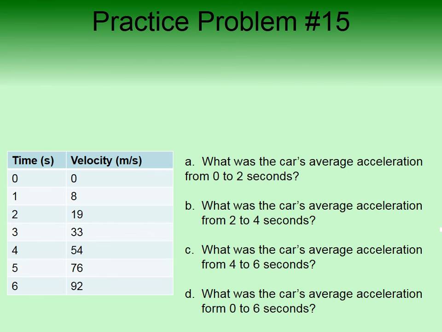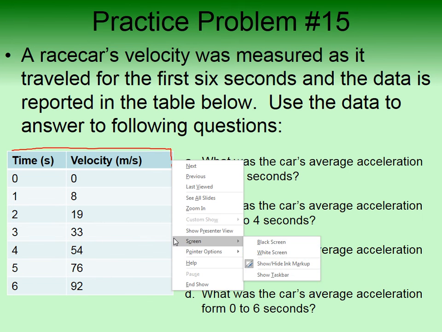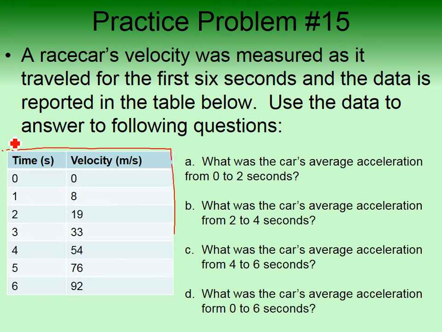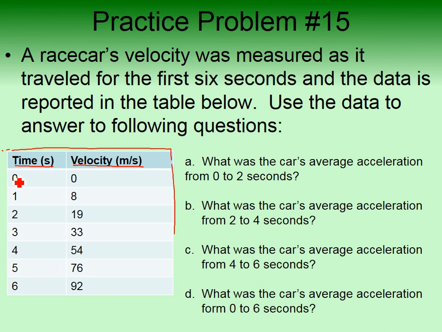Okay, let's go to practice problem 15. It says a race car's velocity was measured as it traveled for the first 6 seconds, and its data is reported in the table below. Use the data to answer the following questions. Again, we have this data table. It's measuring time in seconds and velocity in meters per second. Time is 1 to 6 seconds. Velocity is measured from 0 to 92 meters per second.